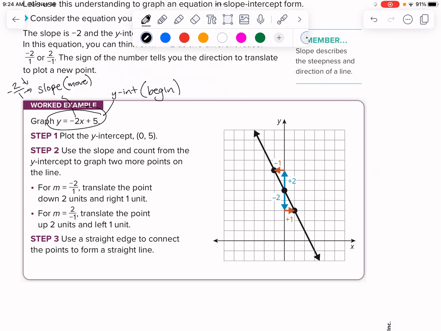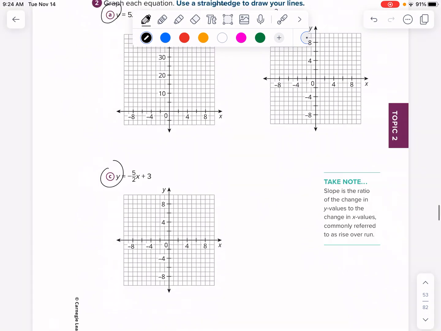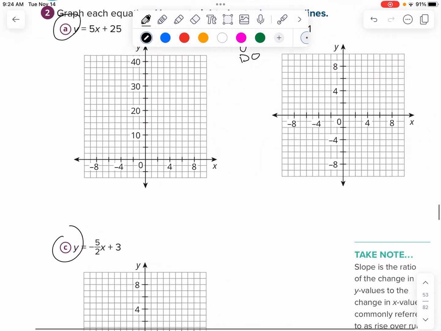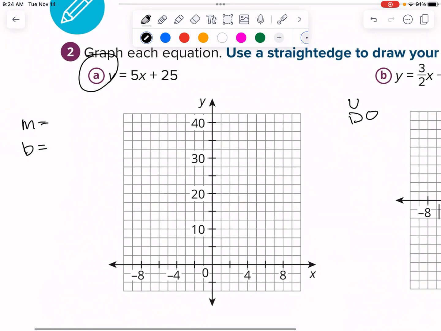Now moving on to the next one, where we're going to do 2 examples on page 277. We're going to do A and C together. I'm going to recommend that you do B. So for this, I always recommend writing M equal to something and B equal to something. The M for this is 5. We'll put this over 1 because that's our rise and our run. For B, it's 25. So I begin at 25.